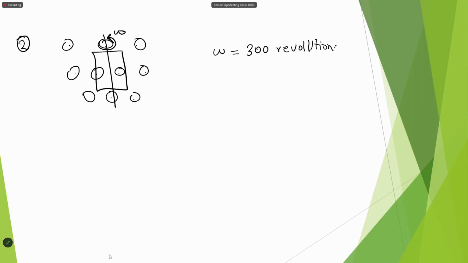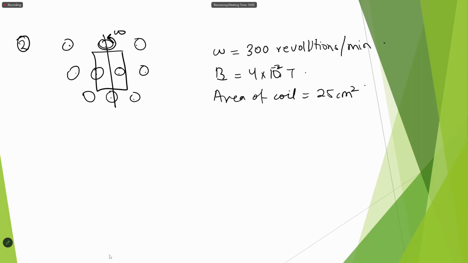revolutions per minute. Okay. And they have given you in the question that B is equal to 4 into 10 raised to power minus 2 Tesla. And the area of the coil is also given, that the area of the coil is equal to 25 centimeter square. And what else have they given? Let's say that the resistance is 4 ohms. This is all given in the question.